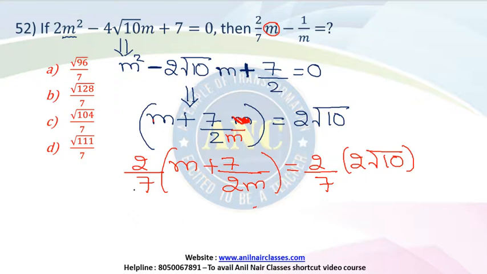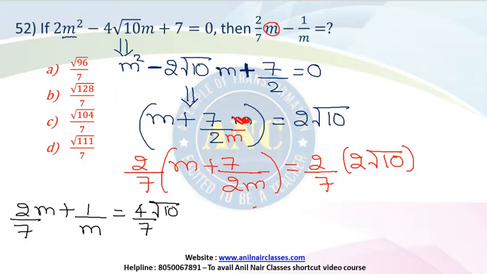So I can write this equation as 2 by 7 into m. It becomes 2 by 7m plus 2 by 7 into 7 by 2, which is nothing but 1 by m, right? Right hand side is equal to 2 into 2, 4. It is 4 by 7 times of root 10, right?